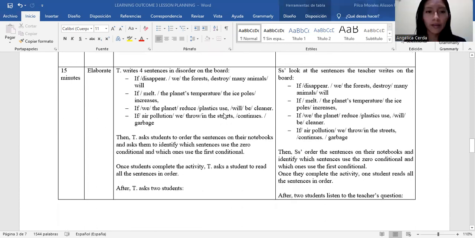Then we have the elaborate stage. In this stage, the students are going to apply their knowledge. That's why the teacher is going to write 4 sentences on the board using the zero and the first conditional, and the students are going to order the sentences, and then they are going to answer the question in order to identify which sentences are in zero conditional and which ones are in the first conditional.